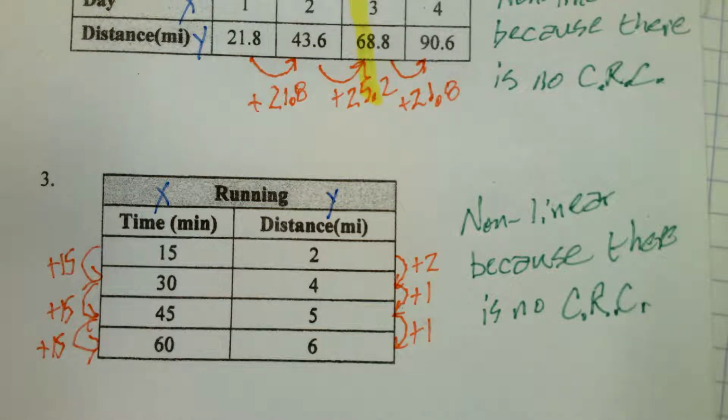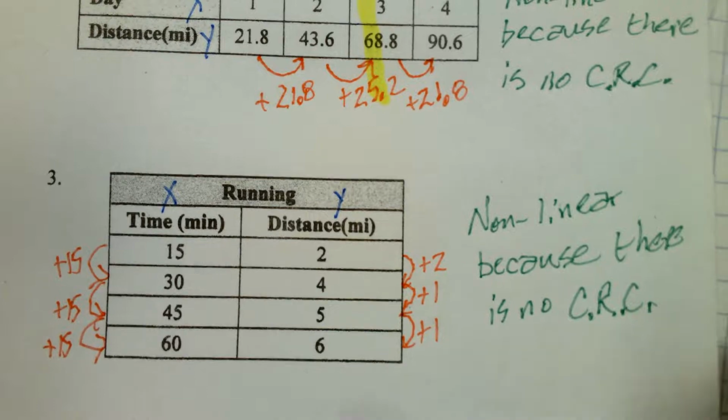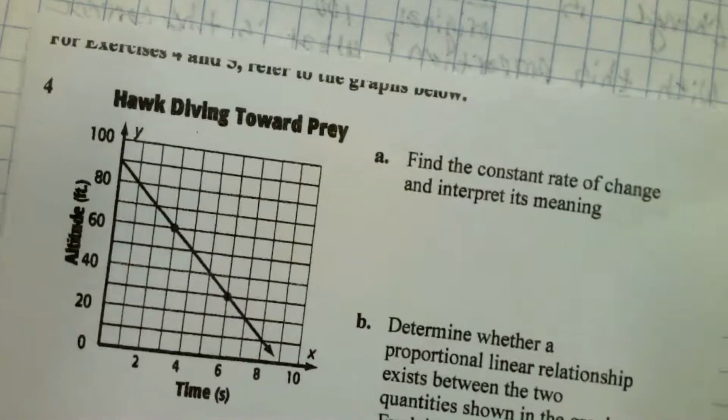Okay, on the backside, we're going to do kind of the reverse. We are going to have a linear relationship, but we have to find the constant rate of change. And we also have to figure out if it's a proportional relationship. Do you remember proportional relationships from last year? It's easy. We'll get to it. Okay, you guys ready? Okay, let's turn this over.